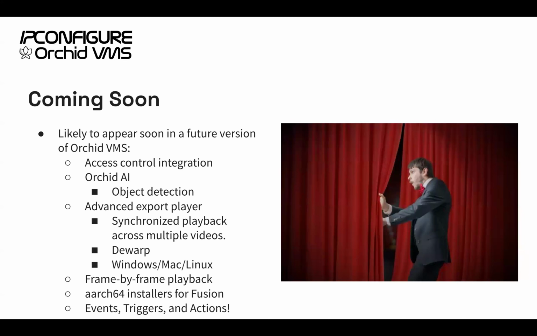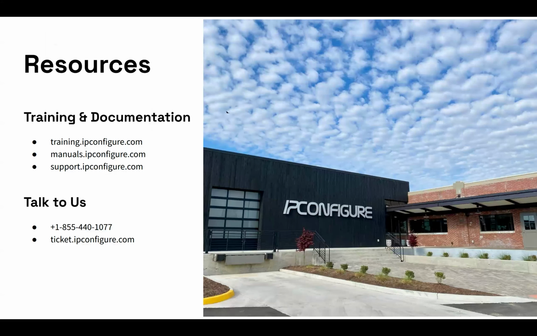All right, so that is everything new in 25.6, with a little bit of a sneak peek at what we have coming soon in the 25.9 release and also later this year. Just as a reminder, IPConfigure has a bunch of really good training documentation on Orchid VMS available at training.ipconfigure.com. We have detailed manuals for Orchid VMS. We've got a fantastic US-based support team that operates out of our office in Norfolk, Virginia. You can get to them by phone or ticket system at the links here on this slide.